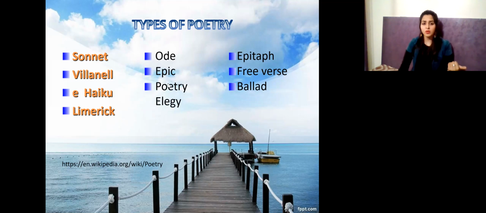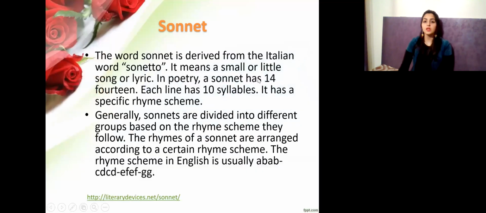Also, examples of sonnet we'll see, then villanelle, haiku, limerick, ode, epic poetry, elegy, ballad, free verse, epitaph. These are the different types of poetries. Let's move forward. Sonnet. What do you mean by sonnet?